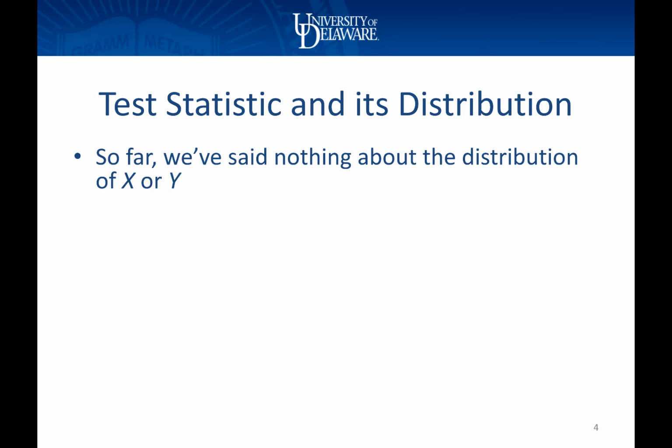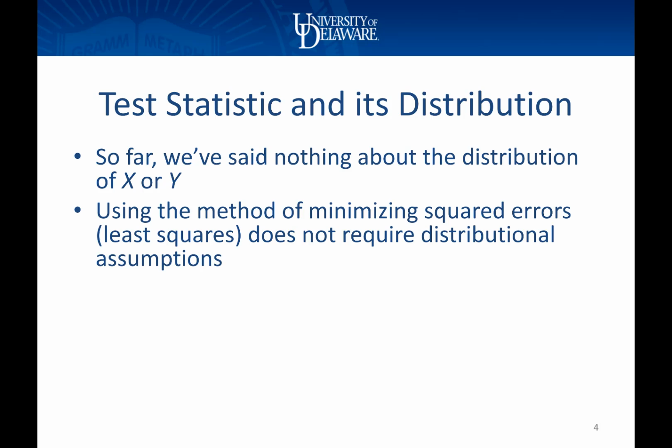So far, we've said absolutely nothing about the distribution of x or y or the errors, nothing about the model. We've used the method of minimizing the squared errors, which is called ordinary least squares, and it doesn't require distributional assumptions. So the way we minimized the squared errors, the distances between the dots and the line, all of that is valid no matter what the distributions are. So we can always come up with estimates.